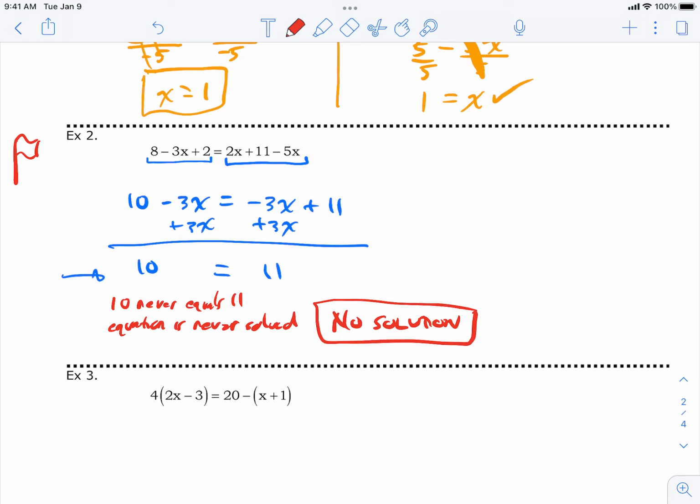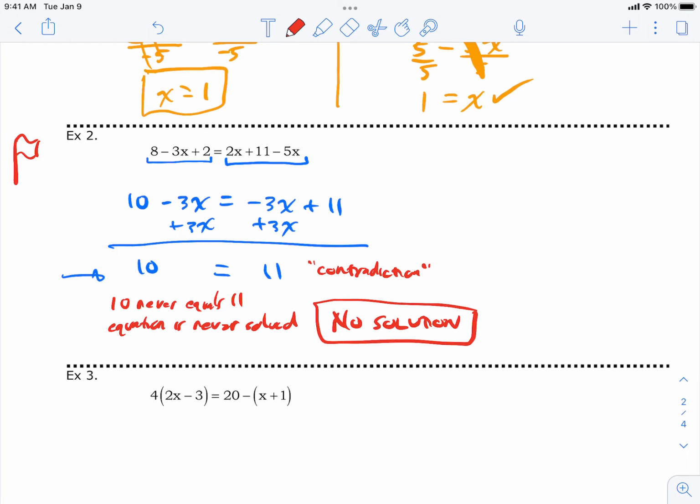By the way, if you want a nice official name for it, it's called a contradiction. The left side equals the right side? No, it cannot. You're contradicting yourself. That's like saying green equals red. It cannot be. You're contradicting. It's a contradiction. No, 10 equals 11. No, it doesn't ever.